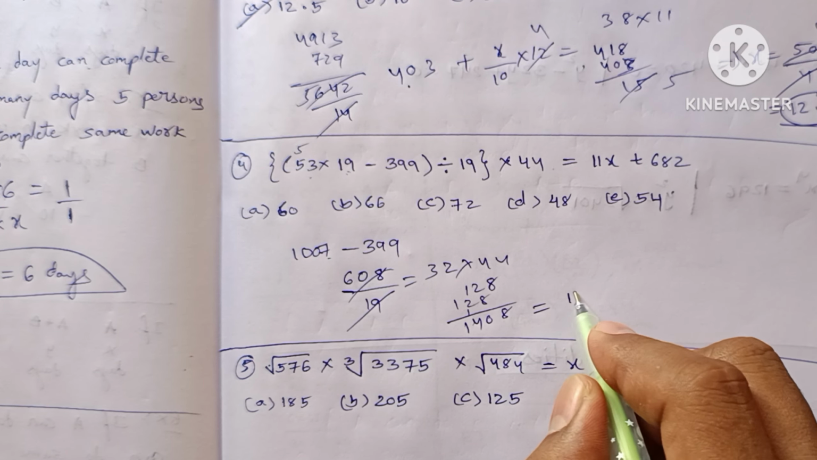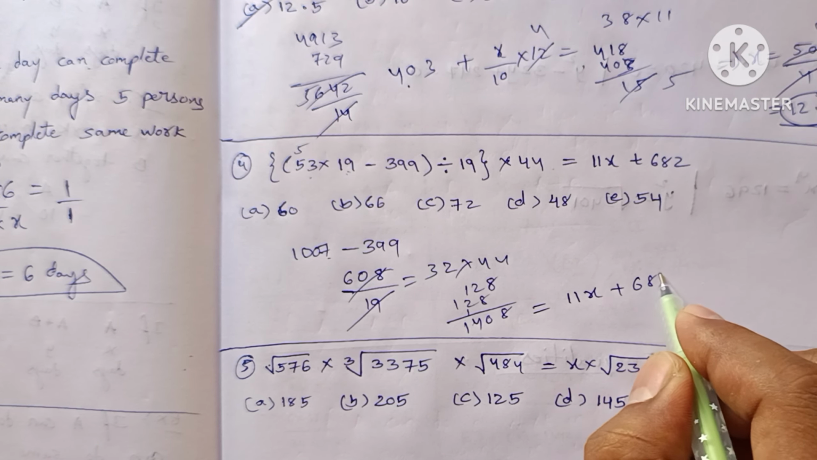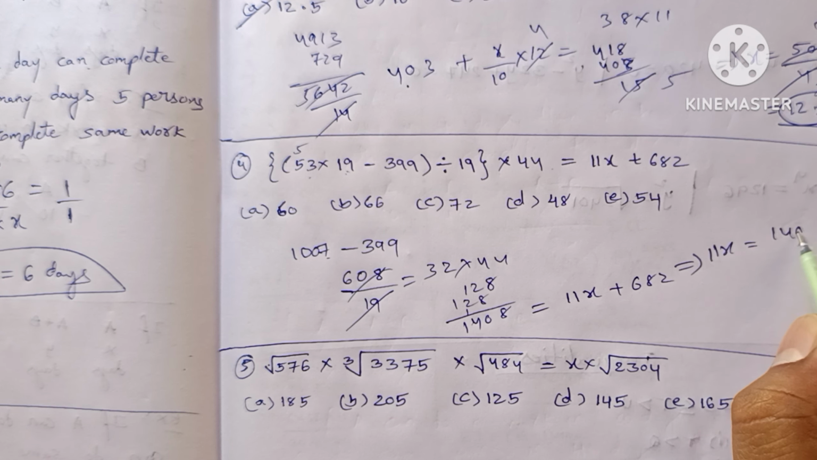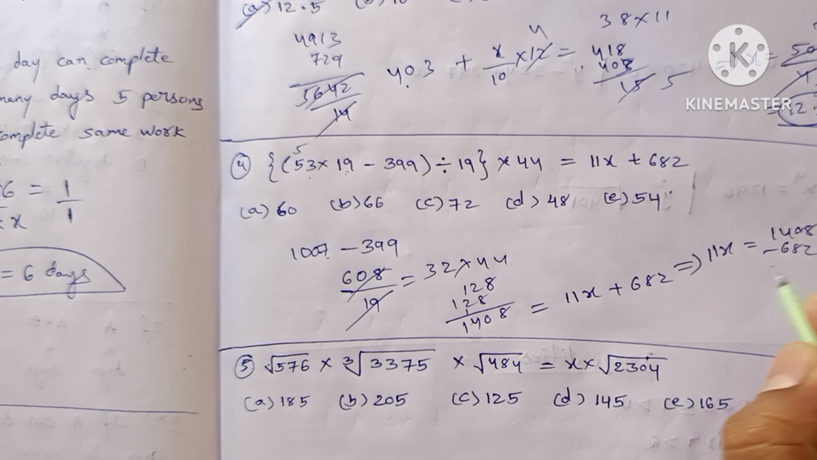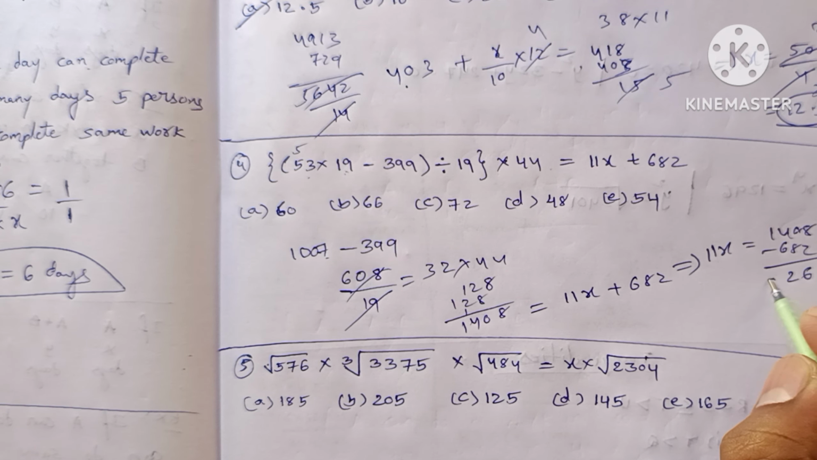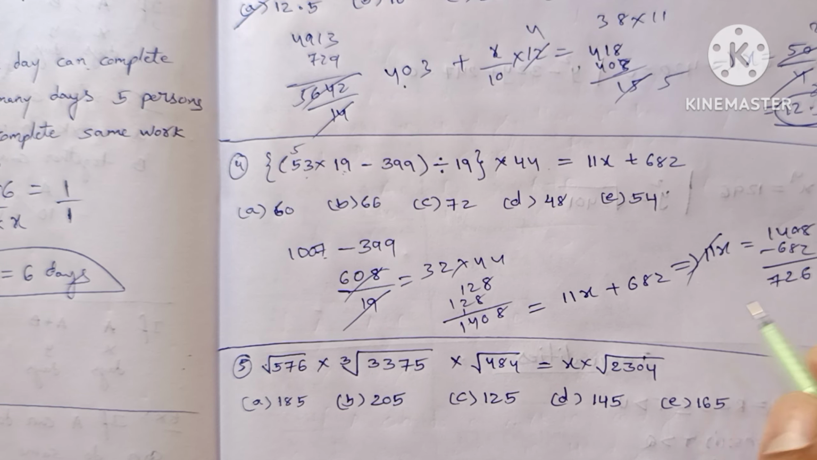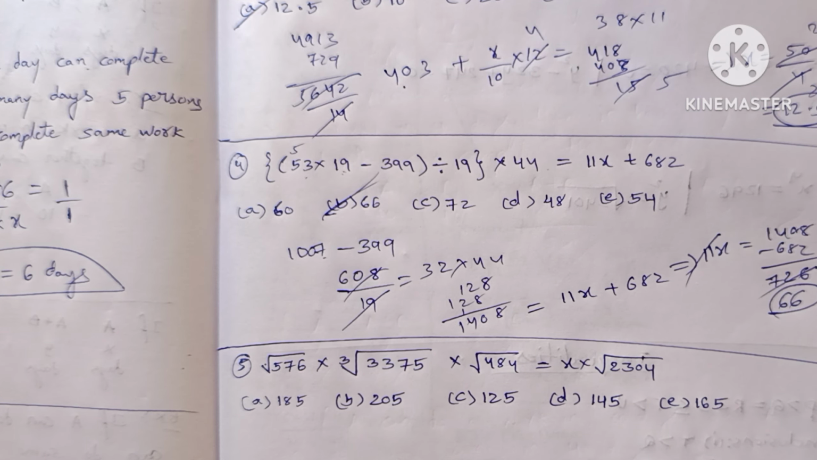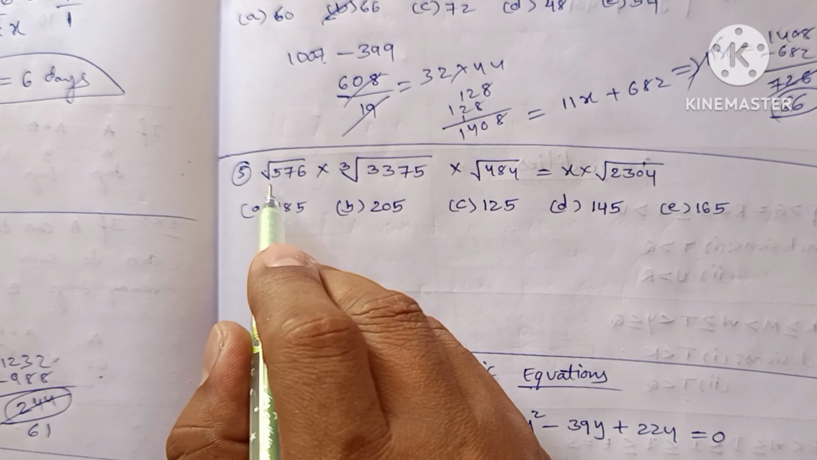1408 whole equals 11x plus 682. So 11x equals 1408 minus 682, it will be 726. 11 6 times is 66, so 66 is our answer. So our answer will be option B, 66. Now going to see question number 5.